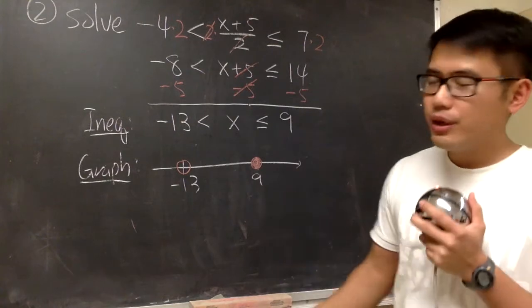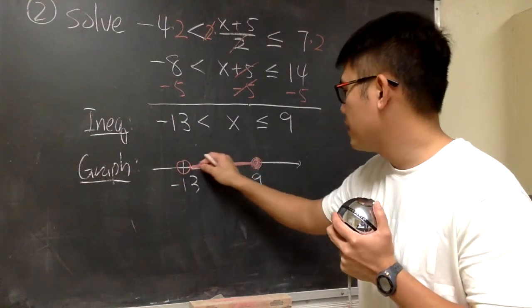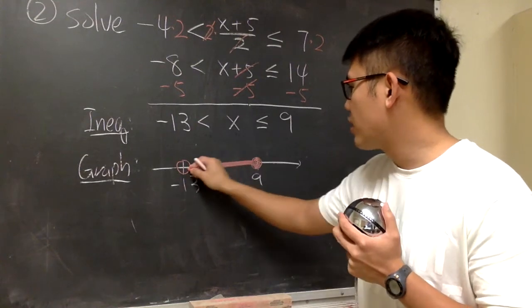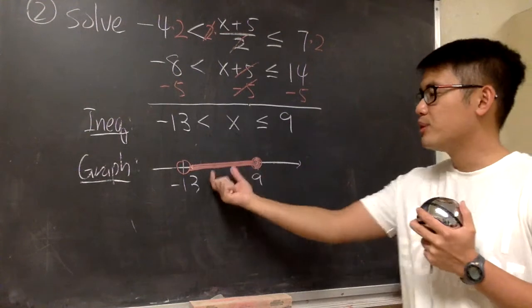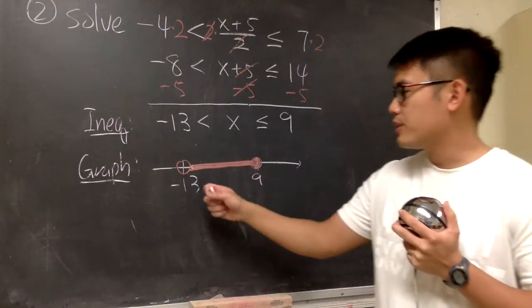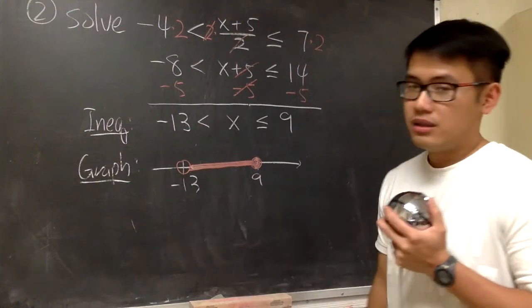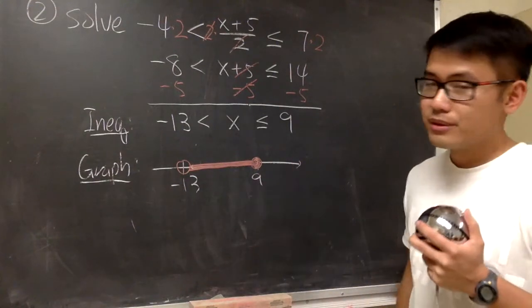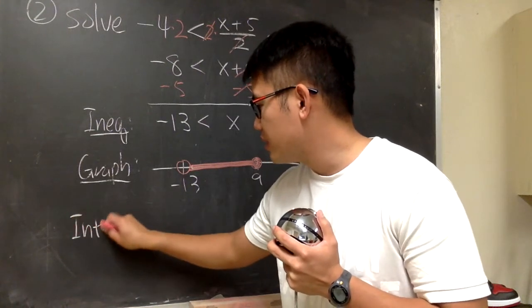x is in between, therefore you color in the middle. Okay, make this stand out, darken it. This is the graph, the middle section. So you know the lower bound and the upper bound number, right? The smaller number and the bigger number. At the end, we have the interval notation.